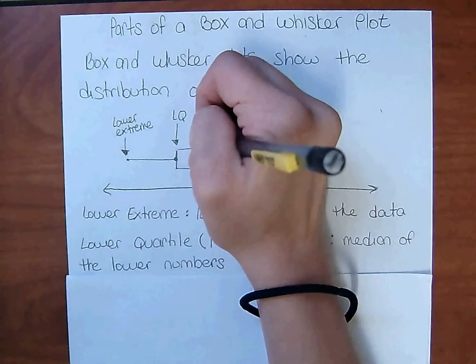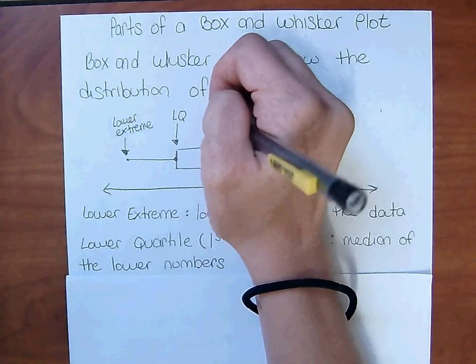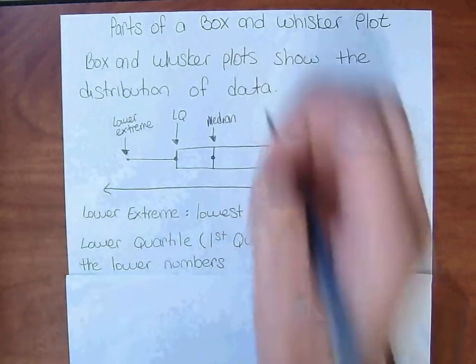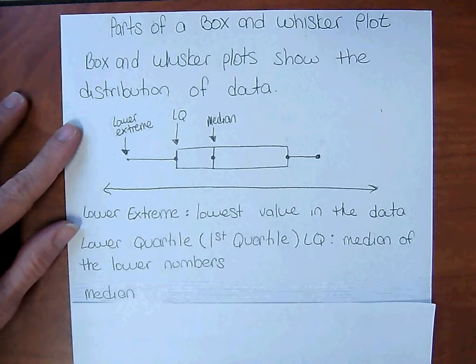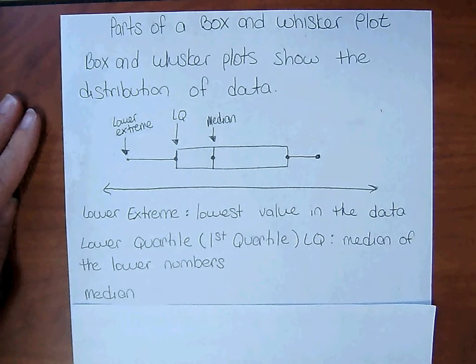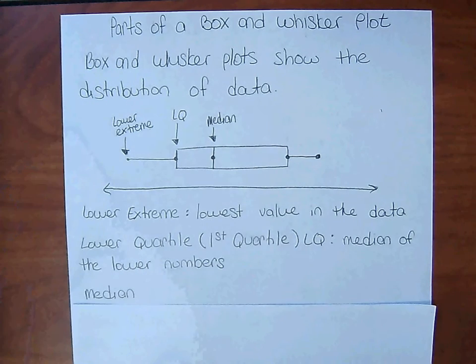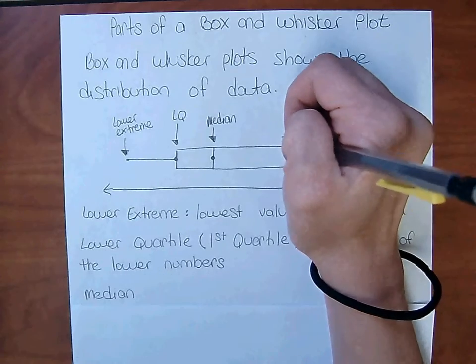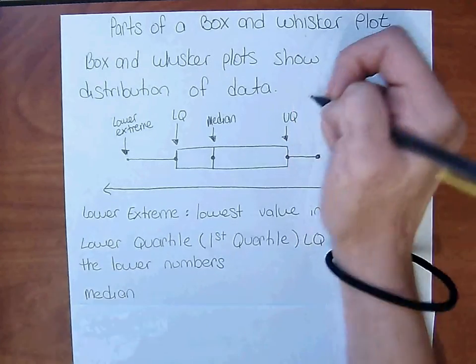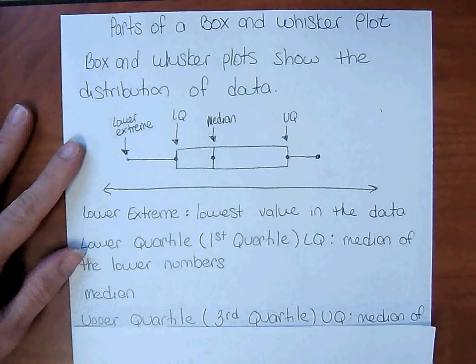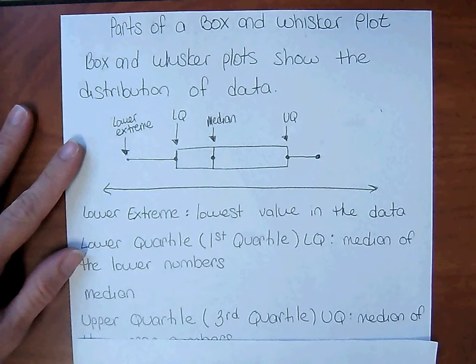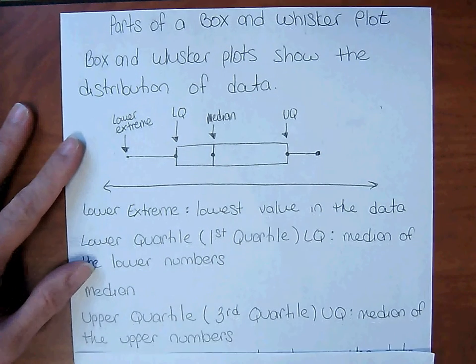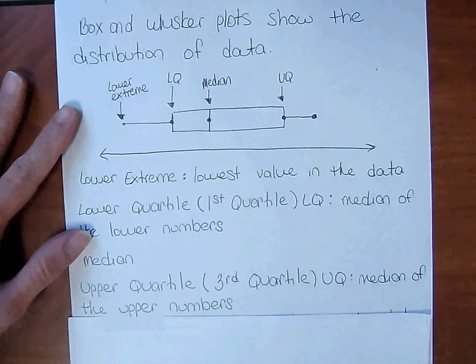Next is the actual median, and remember, median is the middle number when the data is organized from least to greatest. Next is the upper quartile, or UQ, sometimes called the third quartile, and the UQ is the median of the upper numbers.